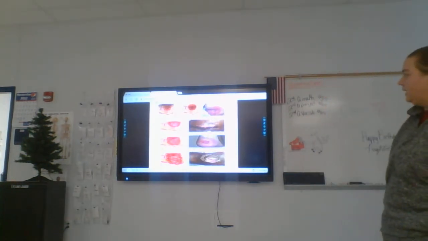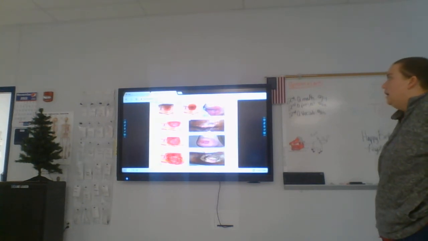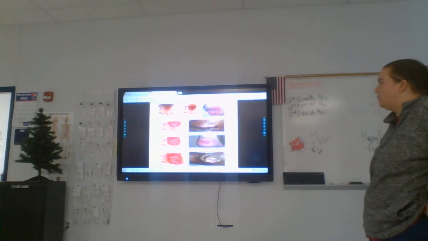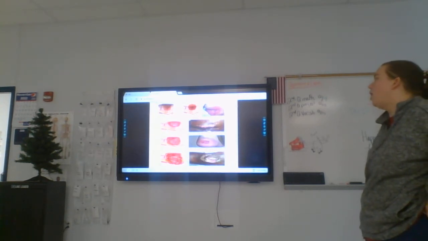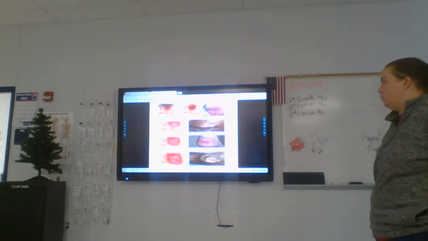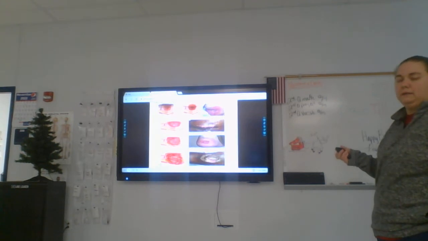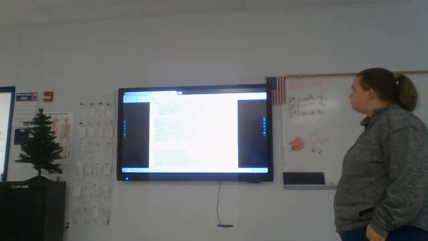So this slide right here, this is slide 7 on your CNA lecture if you're following along with me. Stage 1 is going to be the lightest stage and then it goes all the way up to the worst stage of a pressure injury, which goes all the way through all 4 of those skin layers. So stage 1 is the most minor, stage 4 being the worst.